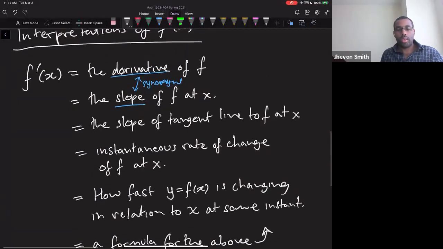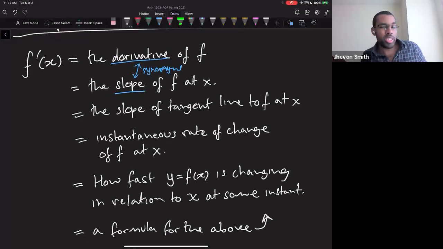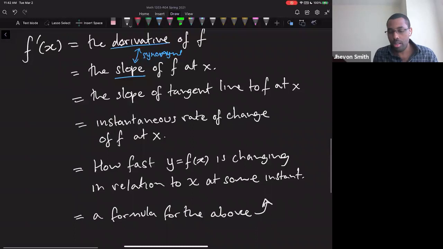So it's interpreted as slope, or more specifically, it's the formula that will tell me what the slope is at something, right? So these are all important interpretations, and this will tell you when you might want to use a derivative, as well as some things I'll be talking about later.